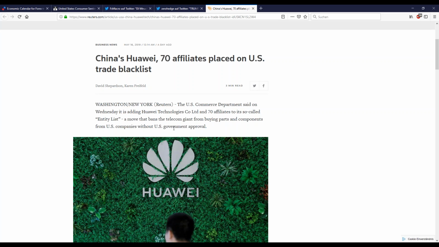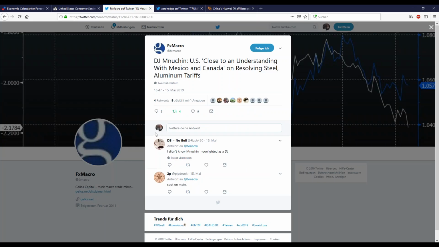And finally, for the currency traders, also probably very interesting in regards to trade, that's the next front here.